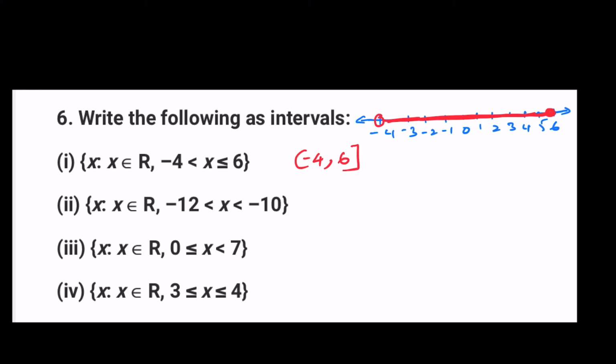So we are writing only that interval which includes this. -4 it is not including, that's why we put a circle with a hole in it, and here this is a dark one. So therefore it is -4 comma 6, open towards -4 and closed towards 6. This is called an open interval, and this is a closed interval.